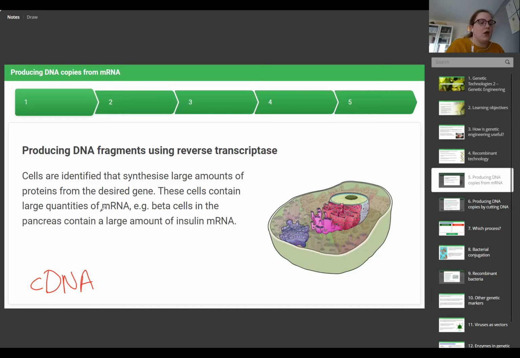mRNA. So what we have to do is we first need to isolate the mRNA from the cells. Then we're going to mix it with DNA nucleotides and reverse transcriptase to get this cDNA. So we have to isolate it first. So the mRNA has to be isolated.